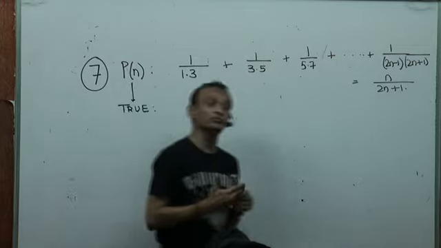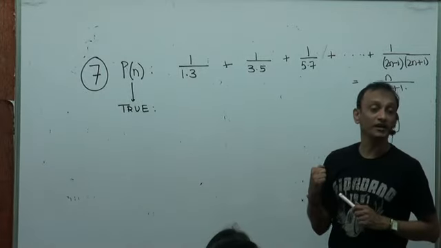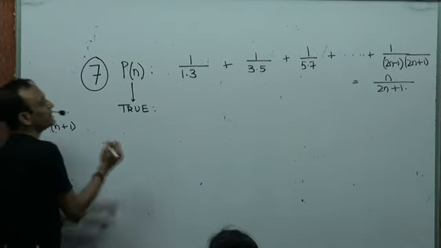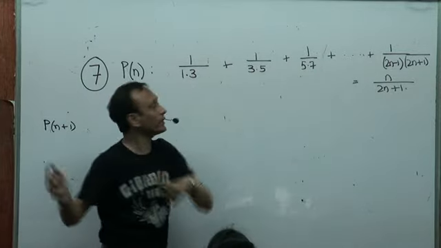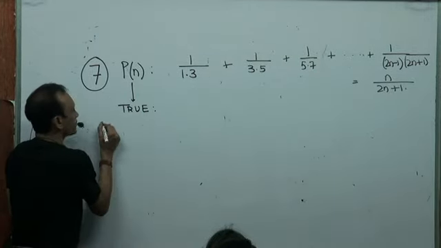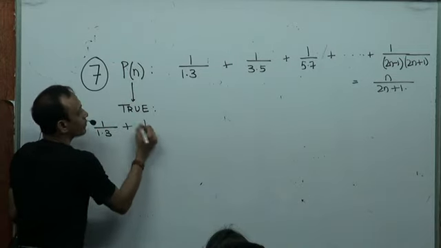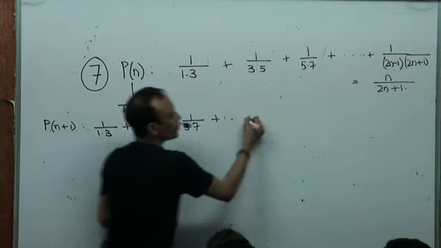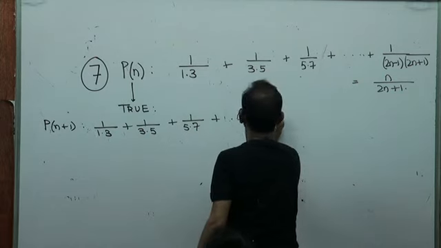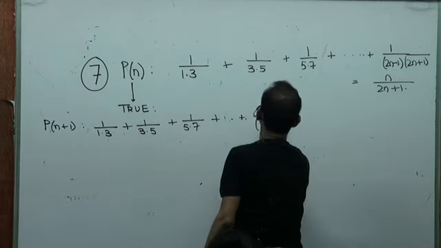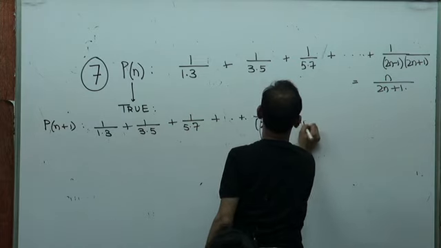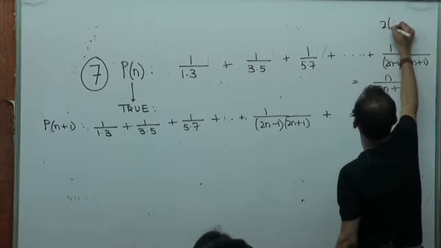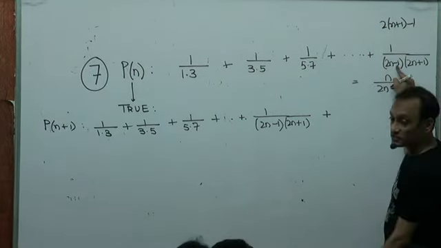Given that Pn is true, if I can prove that Pn plus 1 is true, then that will be fine, right? So, what is Pn plus 1? The statement Pn plus 1 is like replacing n by n plus 1. One term will get added, right? So, Pn plus 1 would be 1 by 1 into 3, 1 by 3 into 5, 1 by 5 into 7, all the terms up to 1 by 2n minus 1 into 2n plus 1, right? And the last term, 1 getting added, see, 2 into n plus 1 minus 1, 2n minus 1, n, right?